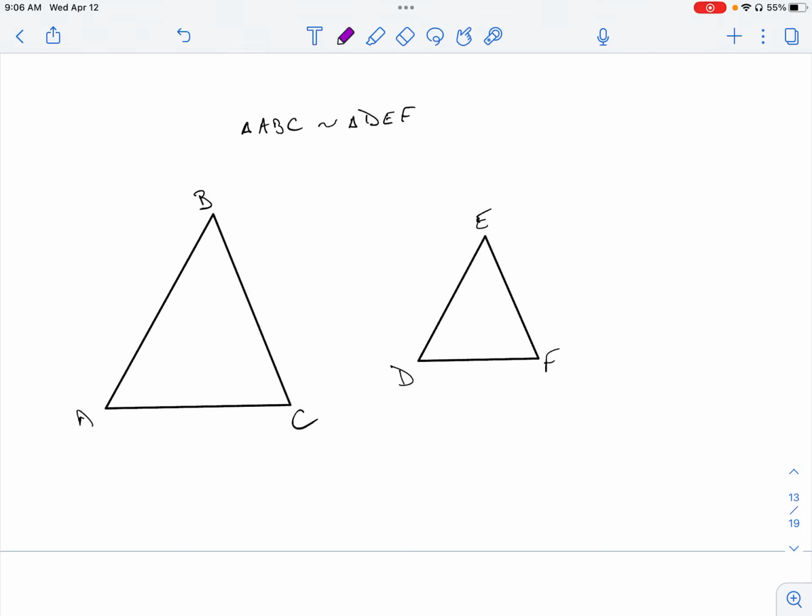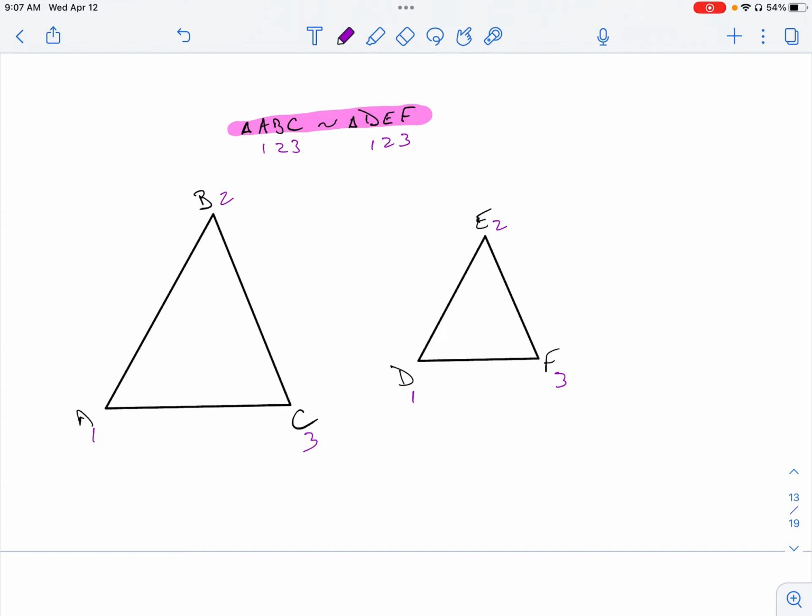Now, previously we had talked about similar polygons and triangles in particular, and today we're going to look at parts of similar triangles and how they work. But let's review quickly. So here we have a similarity statement. These two triangles are similar, and we know 1, 2, 3, 1, 2, 3, A, B, C, D, E, F. So we know the sides are proportional and the angles are congruent.